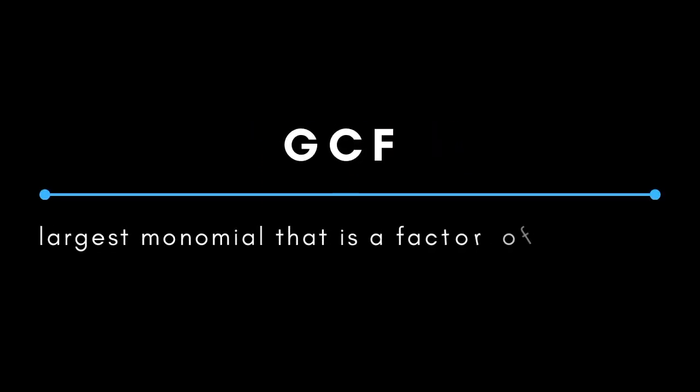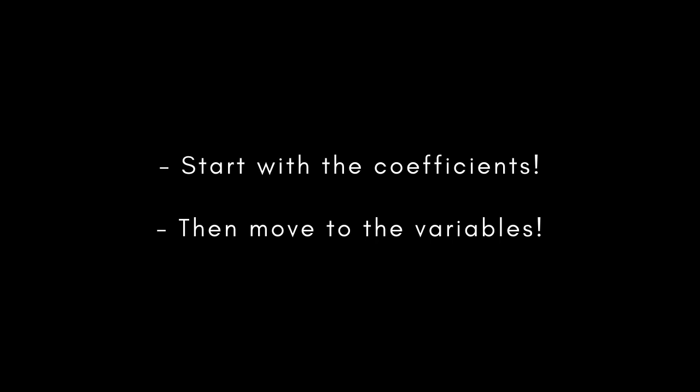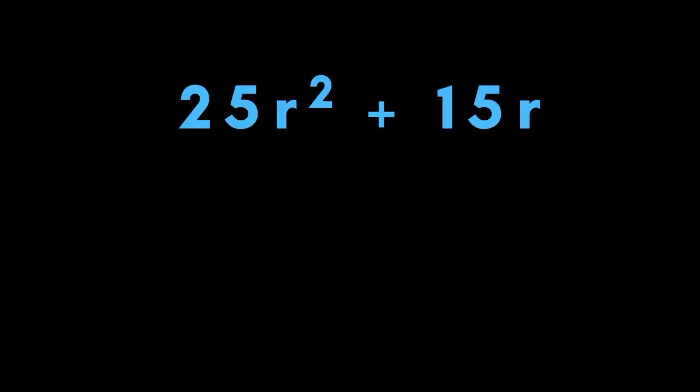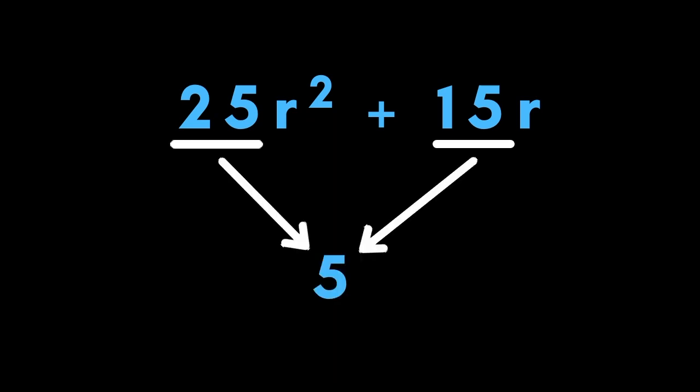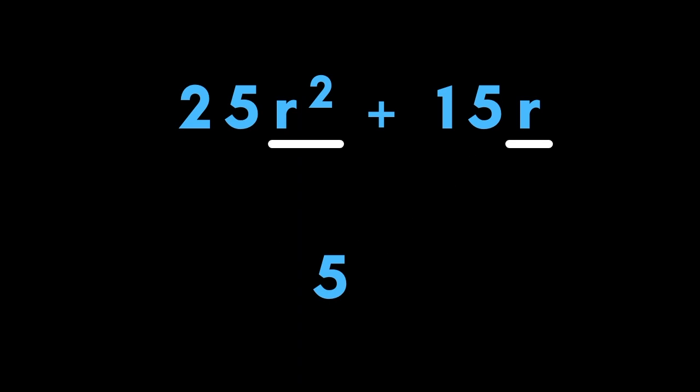The greatest common monomial factor of a polynomial is the largest monomial that is a factor of every term. The best way to identify a GCF is by starting with the coefficients, then moving on to the variables. To find the GCF of 25r squared plus 15r, first find the GCF of 25 and 15, which is 5. Then find the GCF of r squared and r.